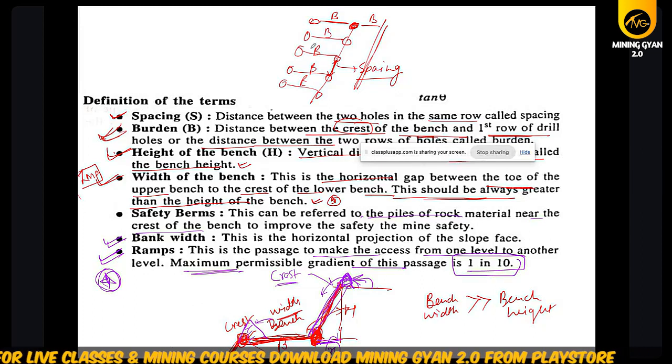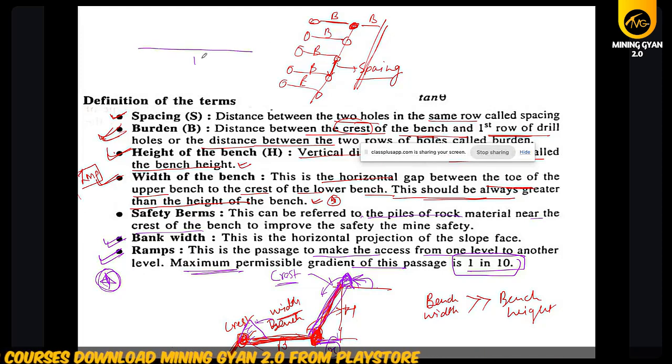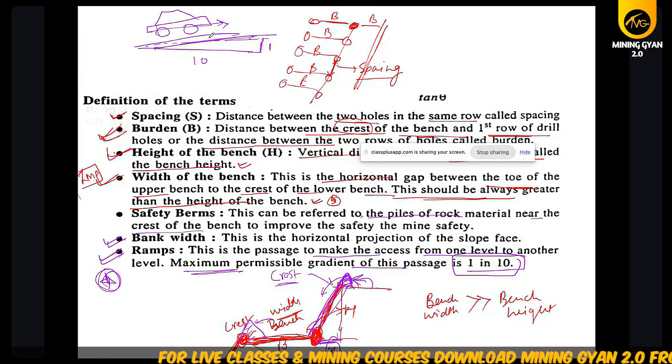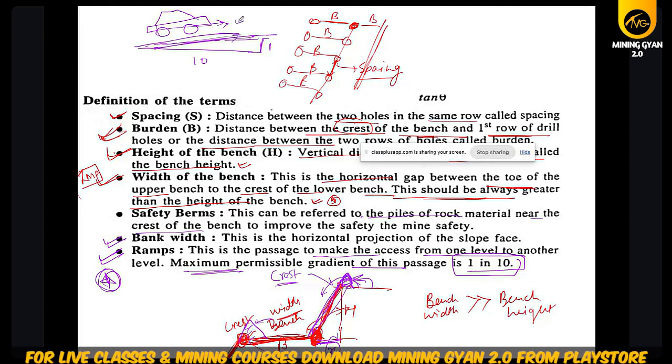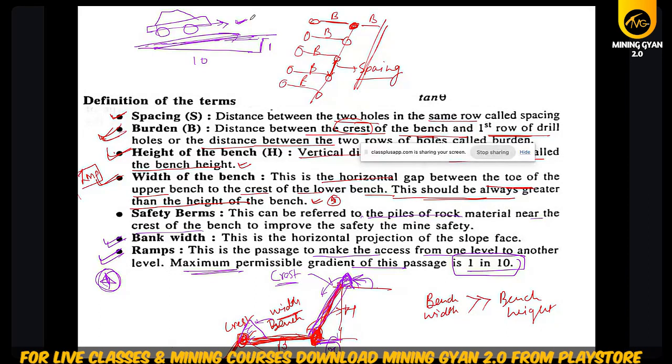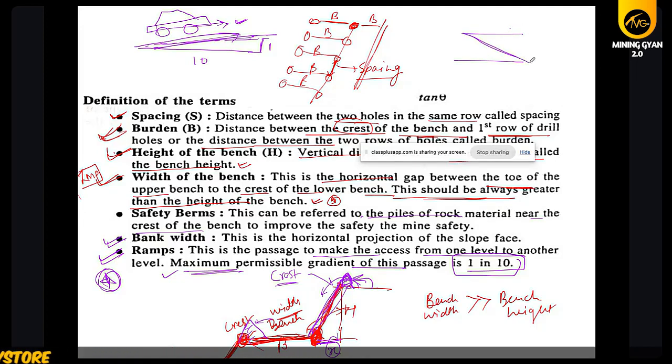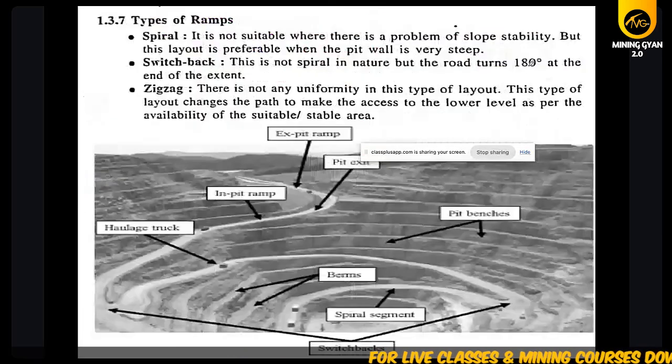1 in 10. What does 1 in 10 mean? If we are going 10 meters, then the rise should not be more than 1 meter, so it should be 1:10. Because if it is more than that, then it will be difficult for your vehicle to go up, or it will not be cost effective for your vehicle to reach the top. So it will be 1:10 for the ramp, and the ramp helps us, if this is your level one, this is your bench, to reach from one level to the second level, you make a ramp. I will show you some diagram. If I have one, then you will understand better.